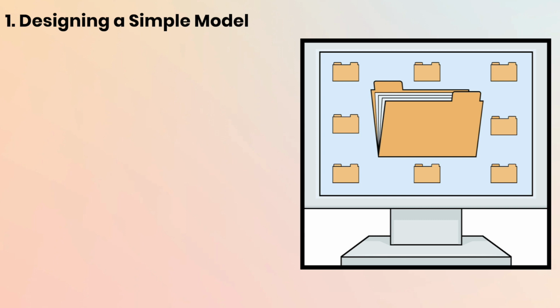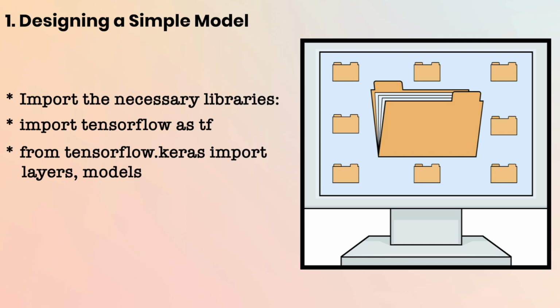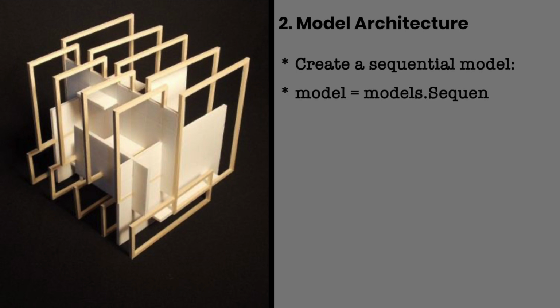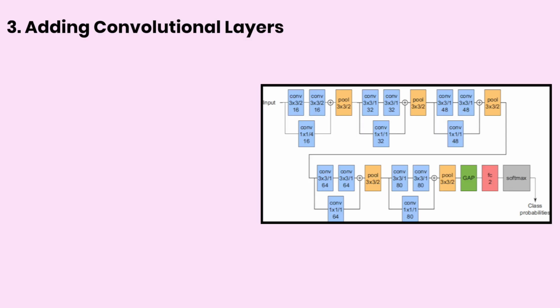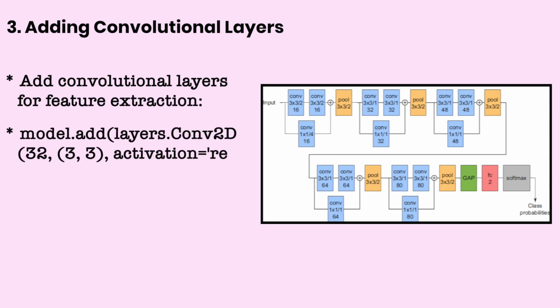Designing a simple model. Import the necessary libraries, that is, import tensorflow as tf, and from tensorflow.keras import layers, models. Model architecture. Create a sequential model, that is, model equals models.Sequential. Adding convolutional layers. Add convolutional layers for feature extraction. model.add layers.Conv2D 32, (3, 3), activation equals relu, along with the input shape.